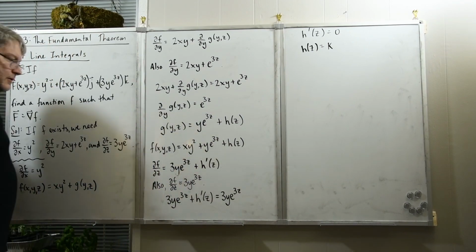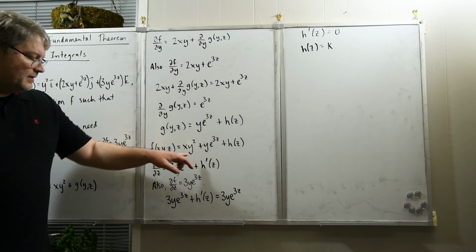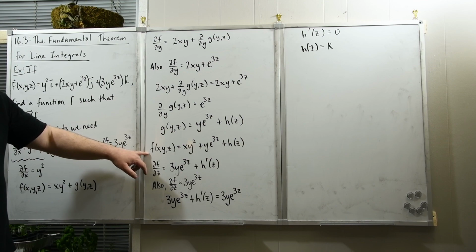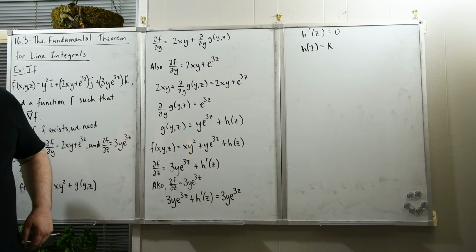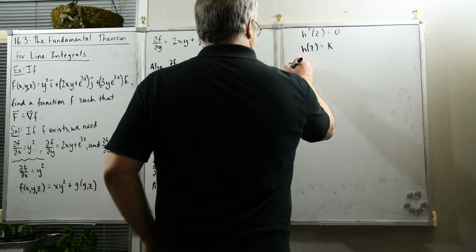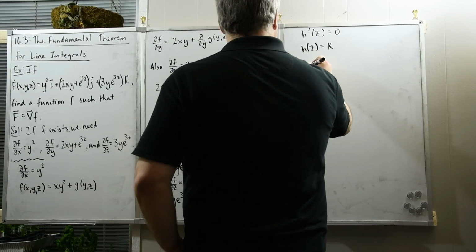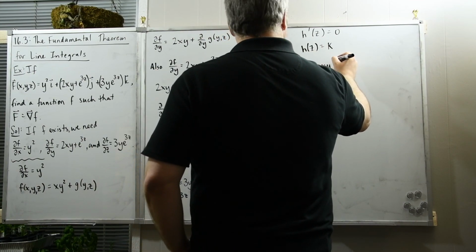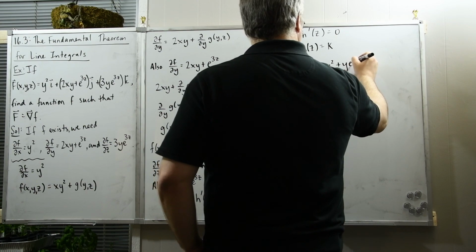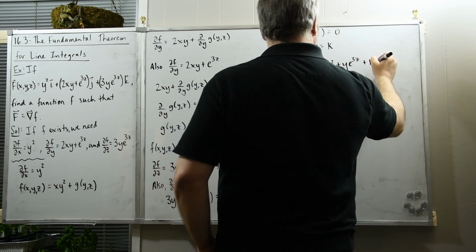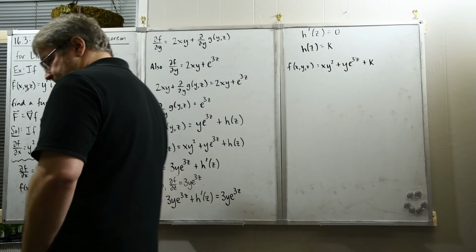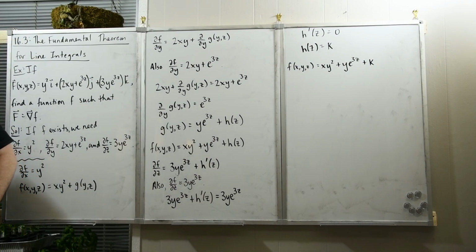And so now we can go to this representation we had most recently for f. We can plug in k for h of z, and that gives us f of xyz is equal to xy squared plus y e to the 3z plus k. And that is our final answer.